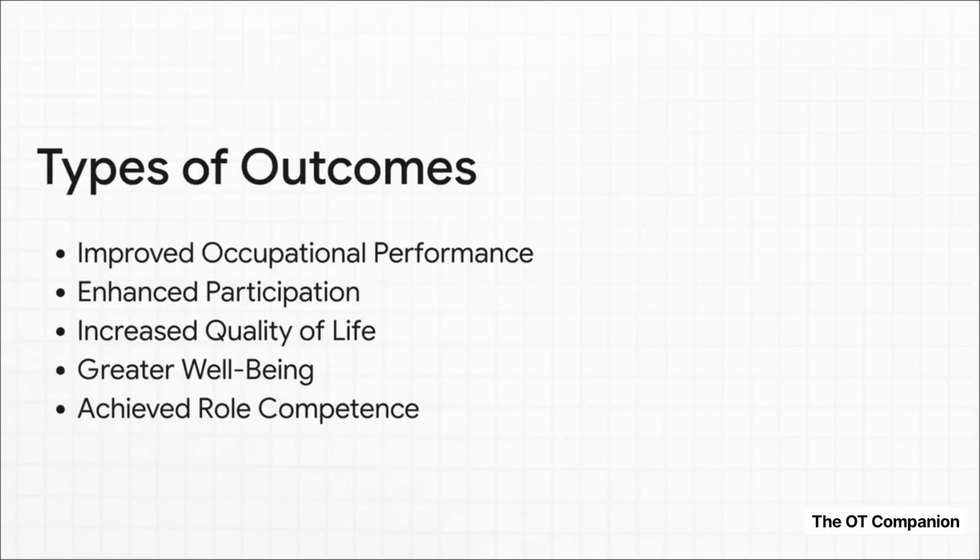And it's so important to get this. Outcomes aren't just about, say, improving range of motion by 10 degrees. No, they're so much broader and more meaningful than that. We're looking at things like better participation in the community, a higher quality of life, a greater sense of well-being, and maybe the most important one, feeling competent again in a role they love, like gardener or family cook.